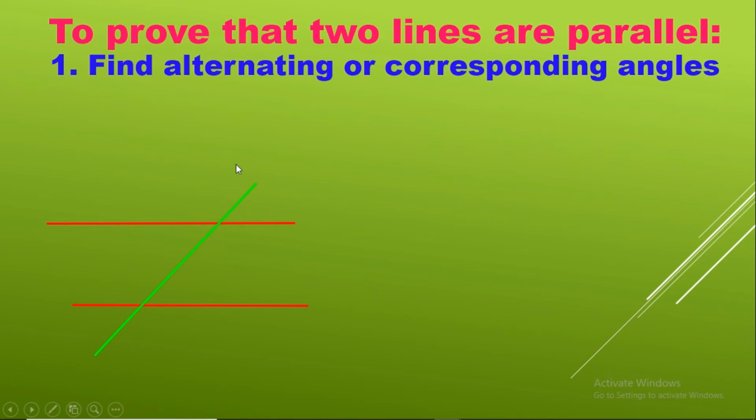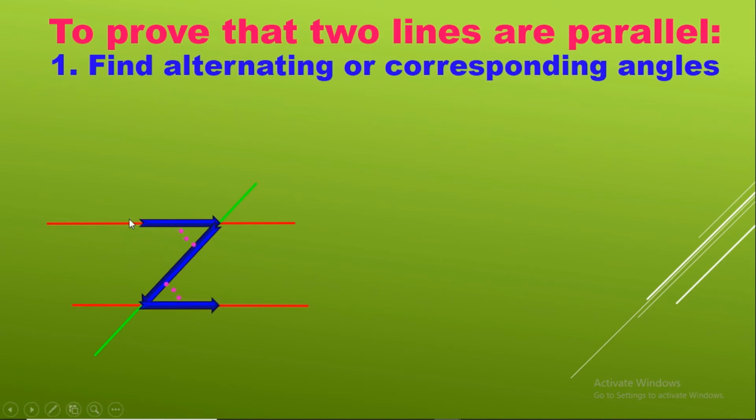Well, we have solved some examples about lines and angles. Now we're going to learn how to prove that two lines are parallel to each other. We have learned that if two parallel lines are cut by a transversal, then alternating and corresponding angles will be formed that are equal to each other. Now we will learn the contrary. If we have equal alternating angles or corresponding angles, then we will have parallel lines. So to prove that two lines are parallel, we can find either alternating angles that are equal or corresponding angles.